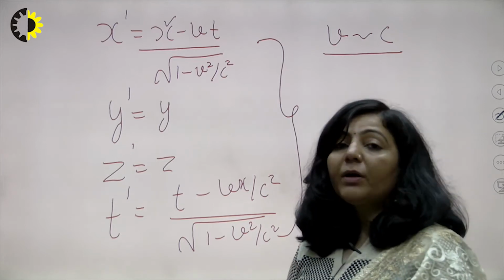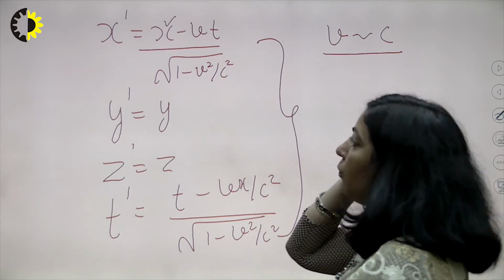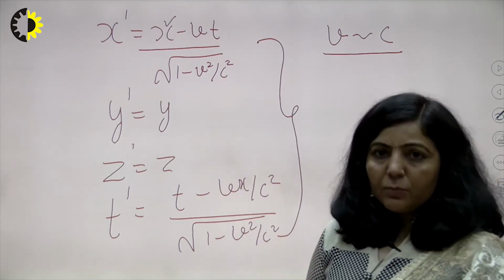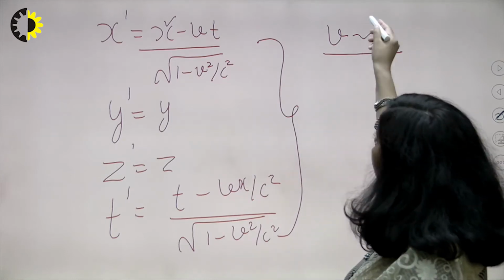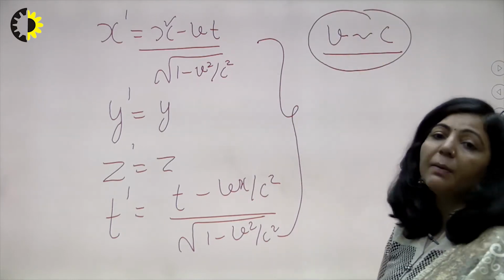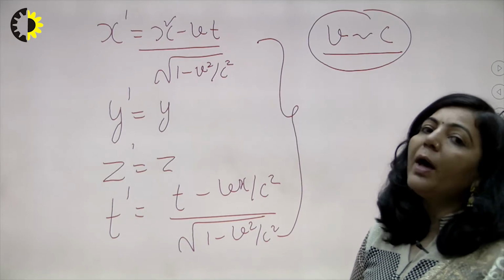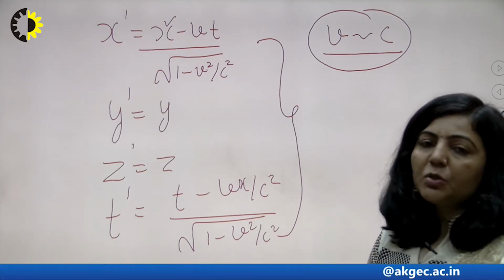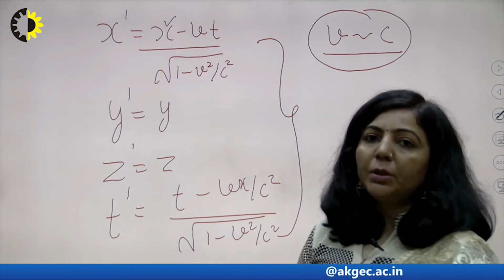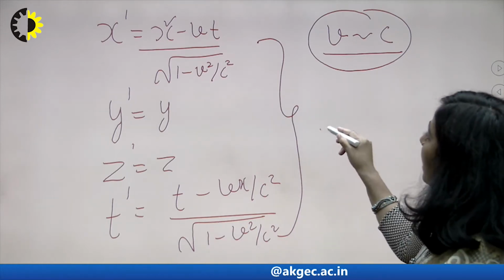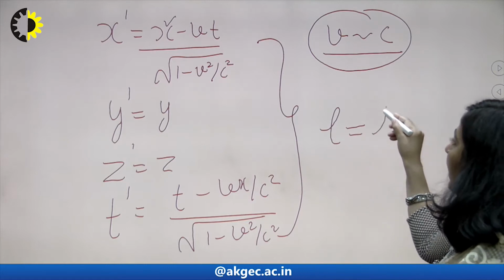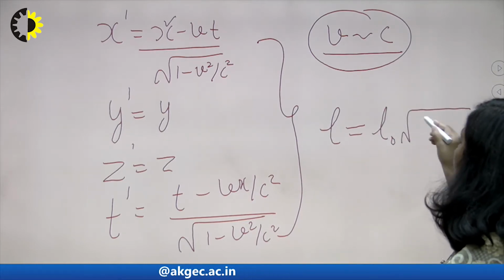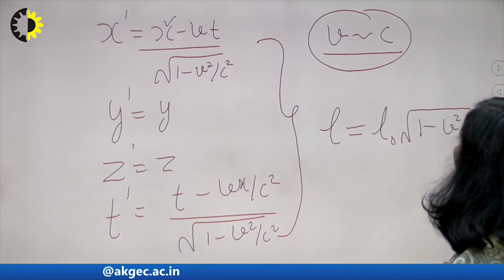After this, we tried to prove that whenever an object is moving with a relativistic speed, meaning v is comparable to c, then along the direction of motion in relativistic mechanics the length will be contracted, and it will contract by a factor of √(1 - v²/c²).